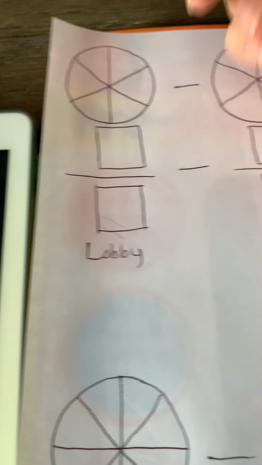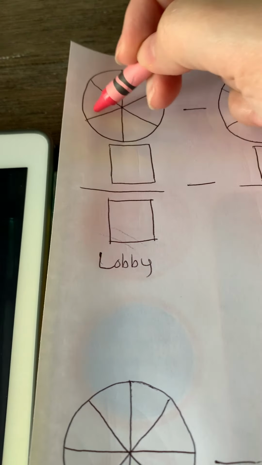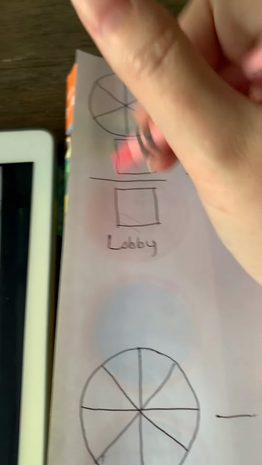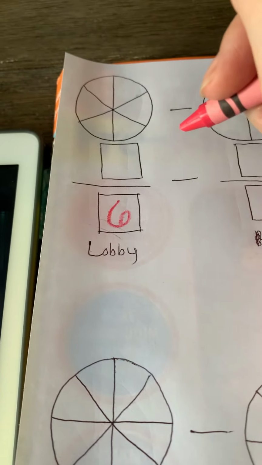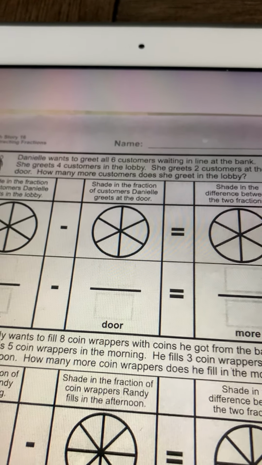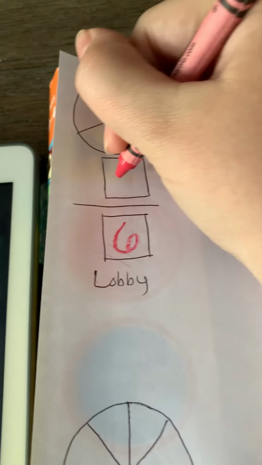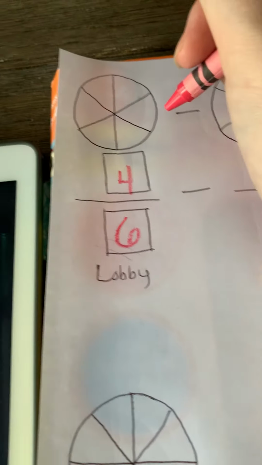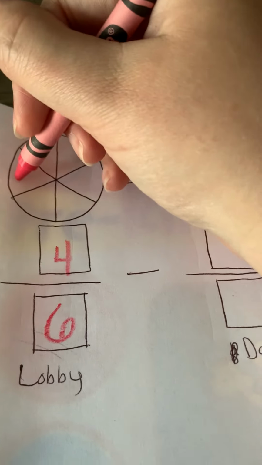So let's count our pie slices. 1, 2, 3, 4, 5, 6. And we do. So let's put our 6 down here in the bottom box. And how many did she greet in the lobby? Let's see. She greets 4 customers in the lobby. Okay, so let's put our 4 down. And let's color in our 4 pie slices.